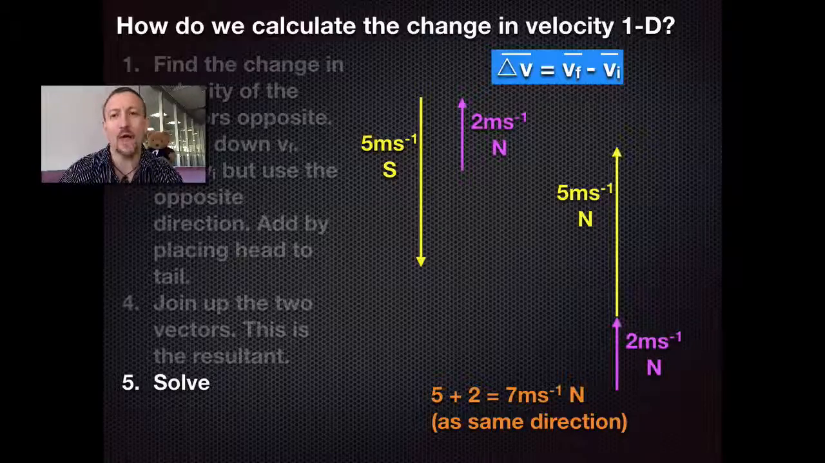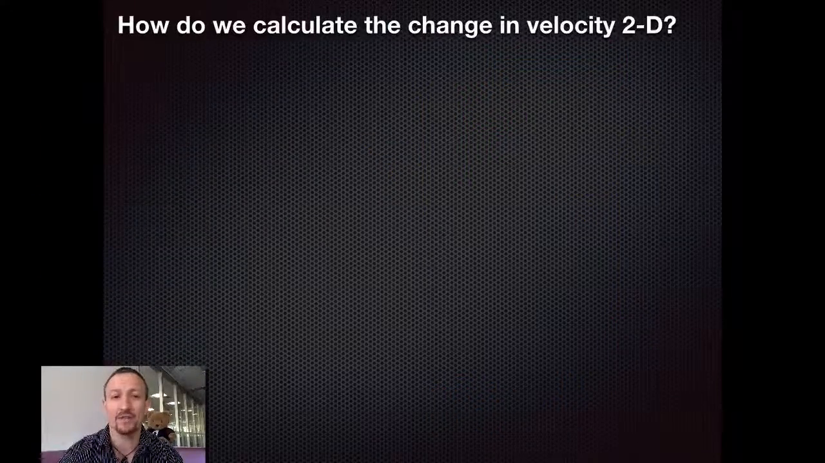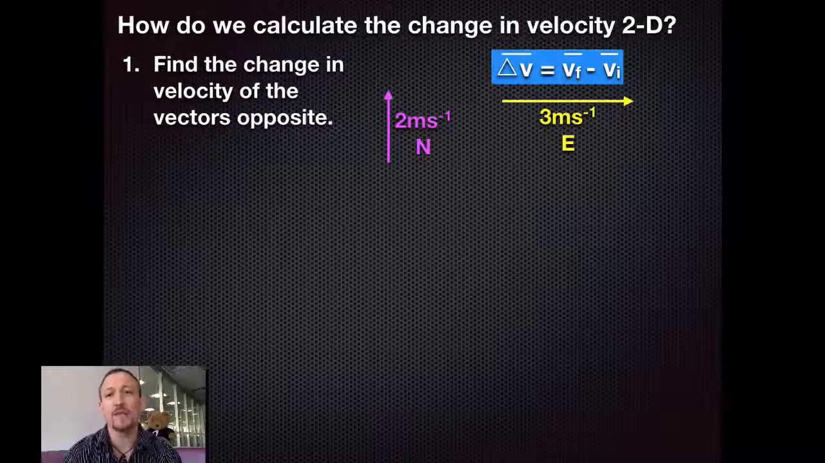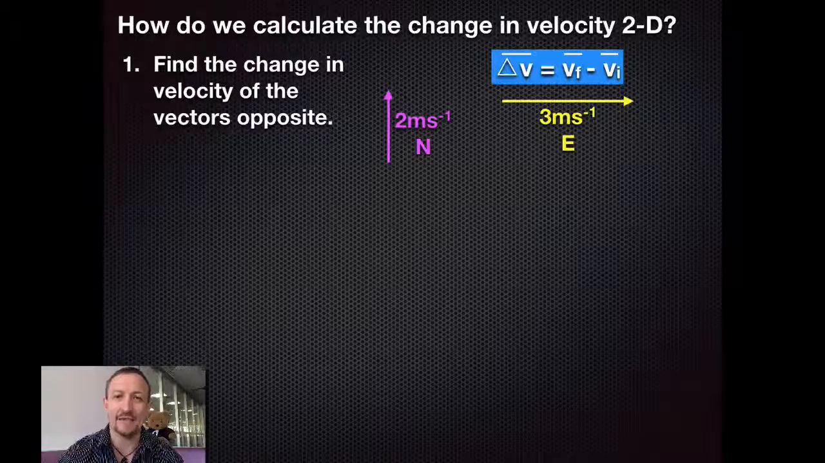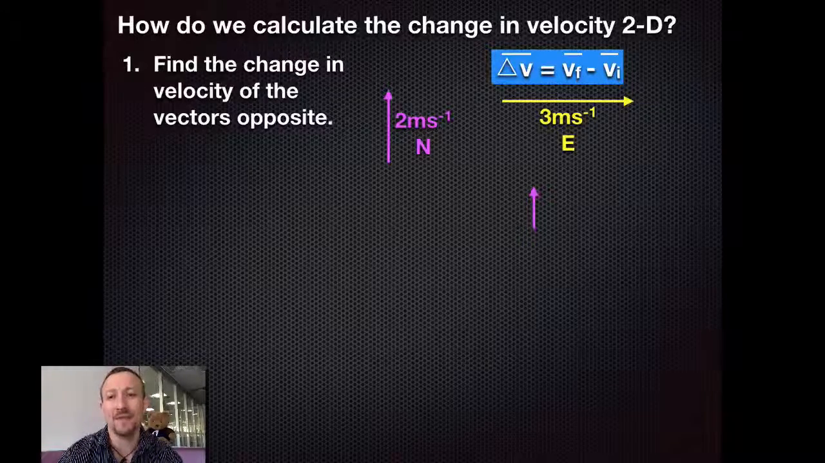Okay, well, let's have a look at what happens when we're looking at two directions or two dimensions. So in this case, we've still got our same algorithm. The vector change in velocity equals the final velocity minus the initial velocity. I then have my two vectors. I've got 2 meters per second north is my initial, and 3 meters per second east is my final. So I do exactly as it says in the algorithm. I've got to write down my final first and then do my negative VI.